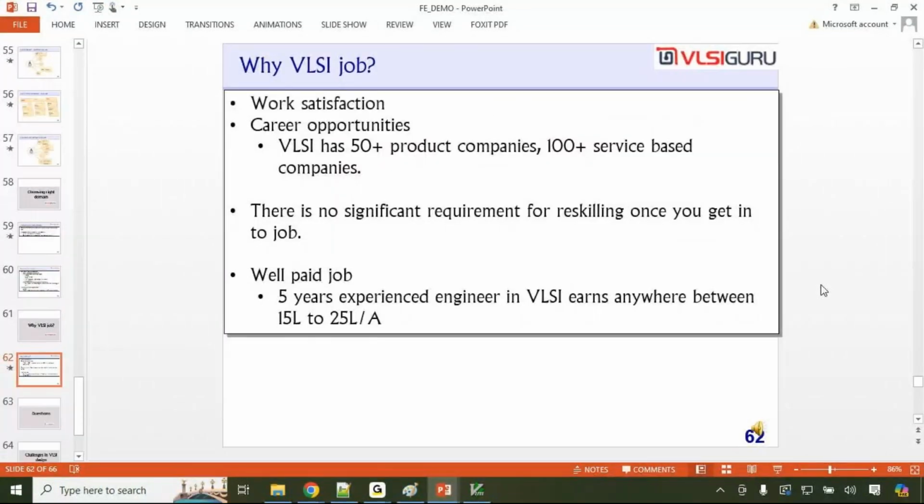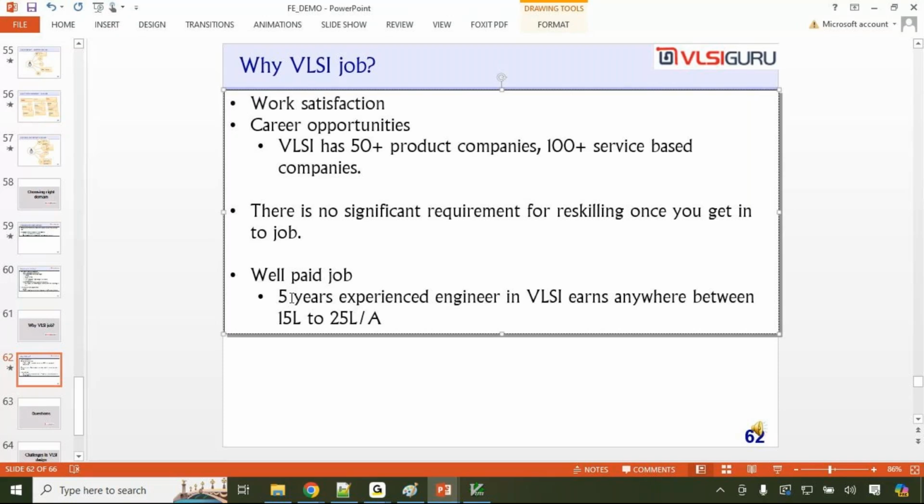Why a VLSI job? One of the advantages is that it's a well paid job, though initially when you start, it is similar to a software employee. A software employee starts somewhere around 3 to 5 lakhs. Even in VLSI you start with 3 to 5 lakhs. The actual salary comes after 2 to 3 years, where you get a better number than a software engineer. Someone with 5 years of experience, or even 3 years, I've seen getting almost 25 lakhs, 30 lakhs also. It is possible in VLSI.